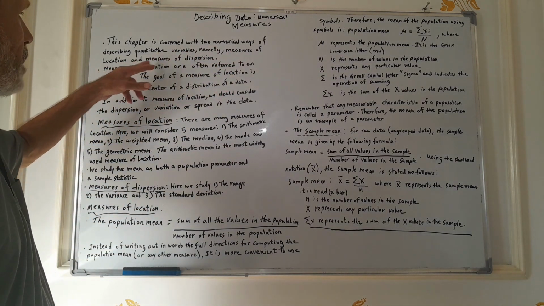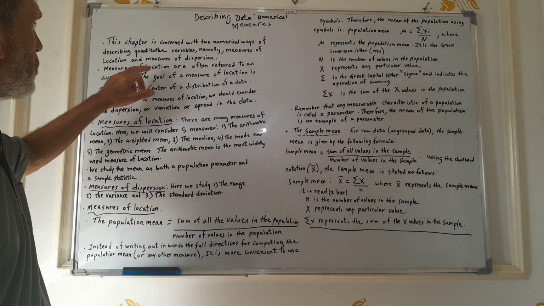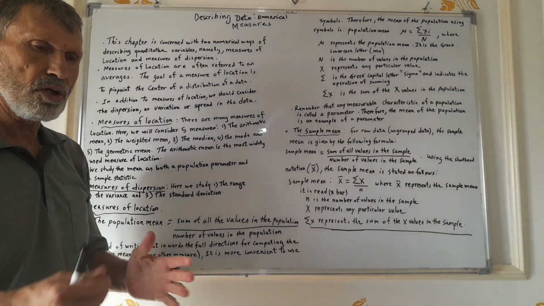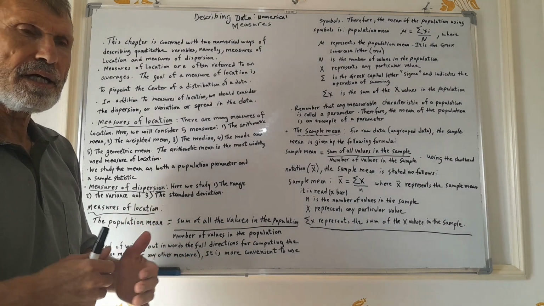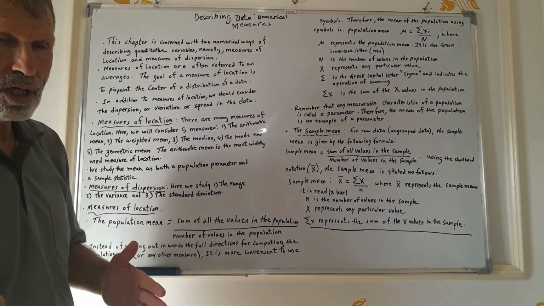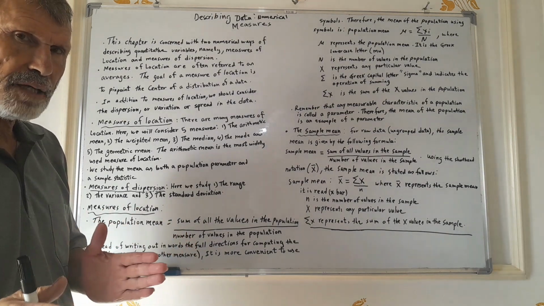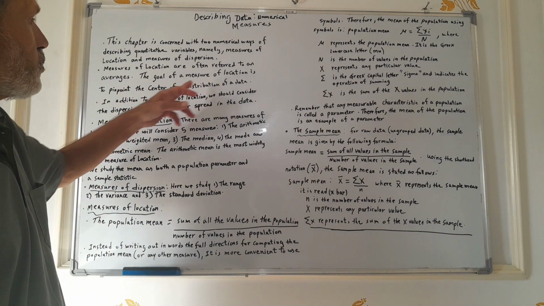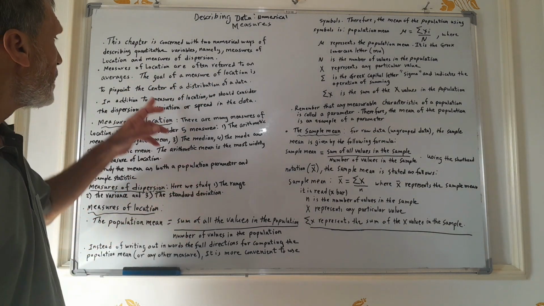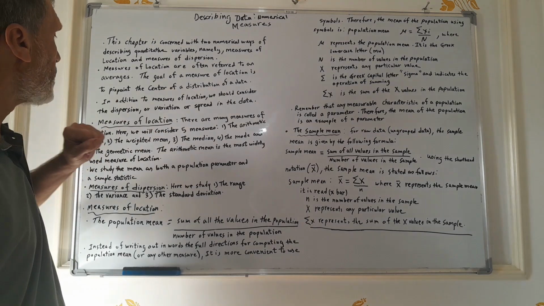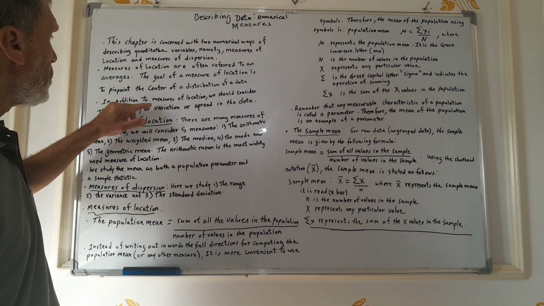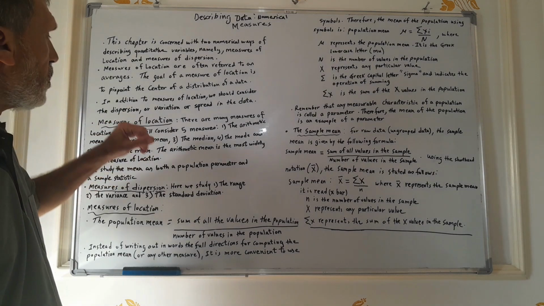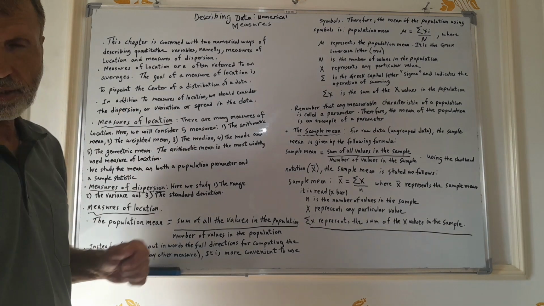Measures of location and measures of dispersion. Measures of locations are often referred to as averages. So measures of locations have different names, averages. The goal of a measure of location is to pinpoint the center of a distribution of data. In addition to measures of location, we should consider the dispersion or variation or spread in the data.